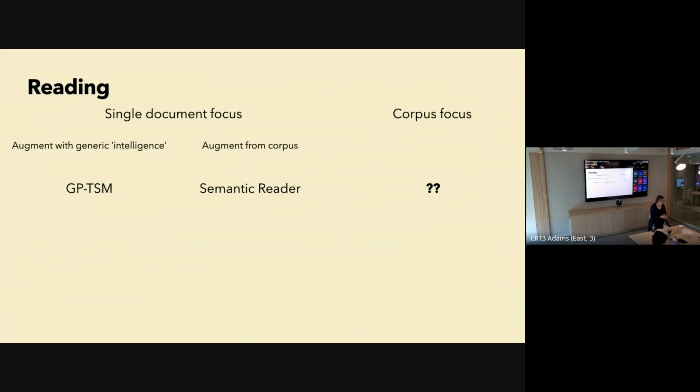Okay, so the final idea, I'll be really fast here. All of the work that you guys have been doing, as I understand it, and a lot of the work that I've talked about, is a single document focus, right? You're enhancing your ability to skim it effectively, basically giving information scent about what you could and couldn't skim. You can augment from a corpus, like CorpusStudio, even though it was not a reading environment, it was a writing environment, you're bringing in documents from the corpus to enhance your understanding of a particular document.